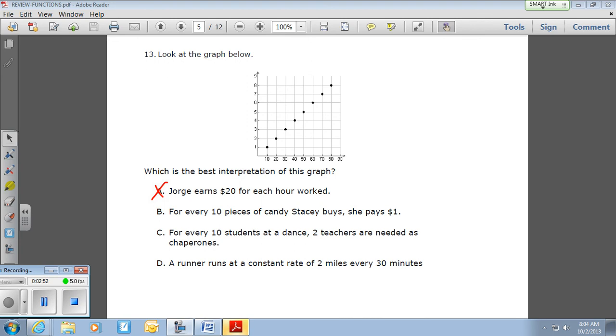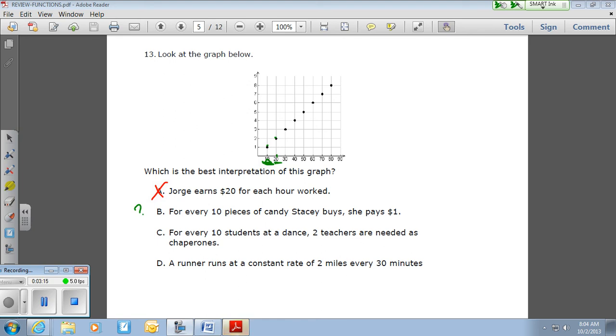All right, letter B. For every 10 pieces of candy Stacy buys, she pays $1. Now this is a possibility because this says, well, it depends on how much candy she buys. So for 10 pieces, we have $1. For another 10 pieces, it's another $1. So for 20 pieces, it's 2. For 30, this kind of makes sense, but I'm going to look at all my answer choices.